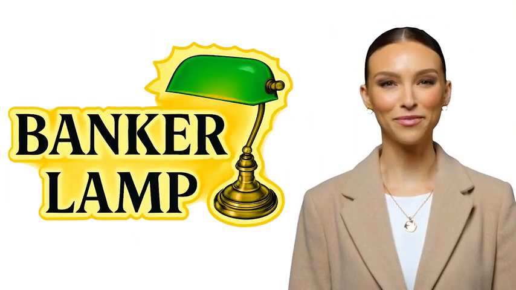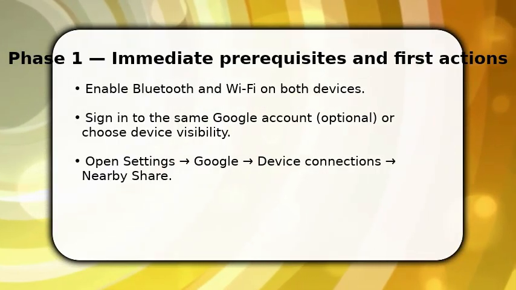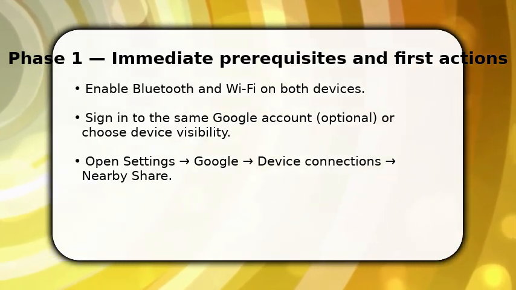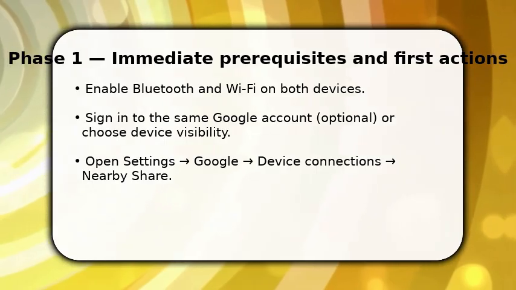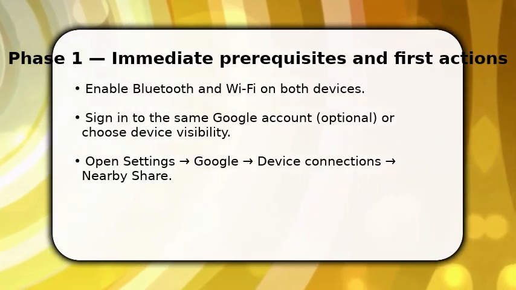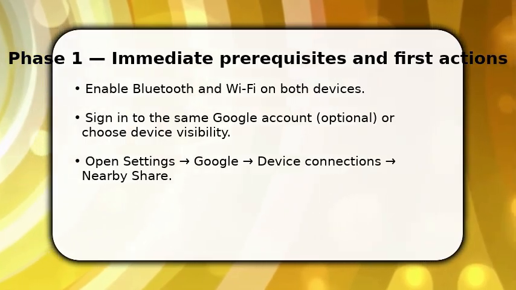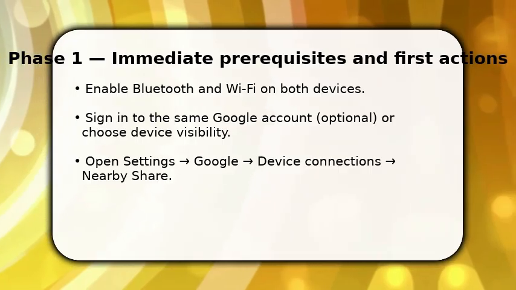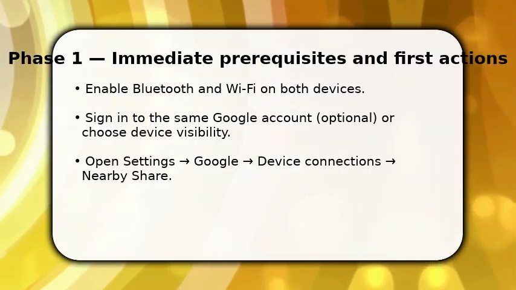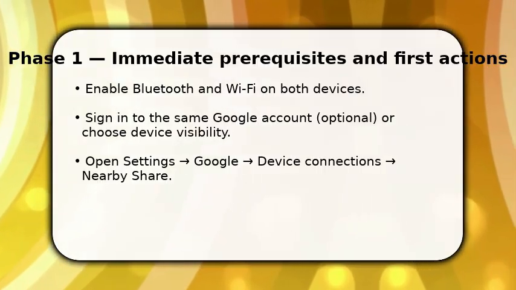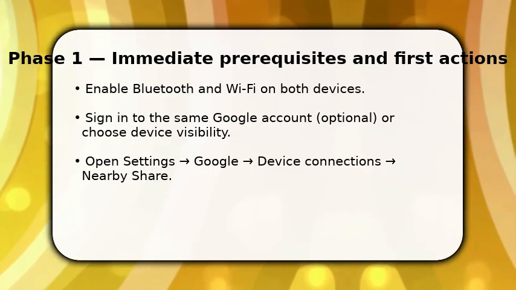Please enjoy the video. You need Bluetooth and Wi-Fi active. Turn them on now. Open Settings, tap Google, then Device Connections and choose Nearby Share to start. Once done, set your device visibility to Contacts, Everyone, or Hidden so the receiving laptop can see you. Make sure to confirm device name and 4 GHz versus 5 GHz network behavior. Nearby Share prefers a direct route and may switch automatically.